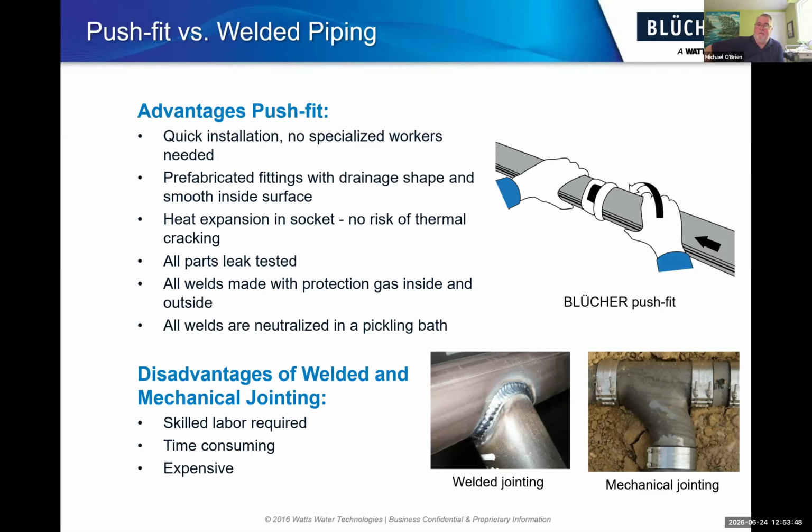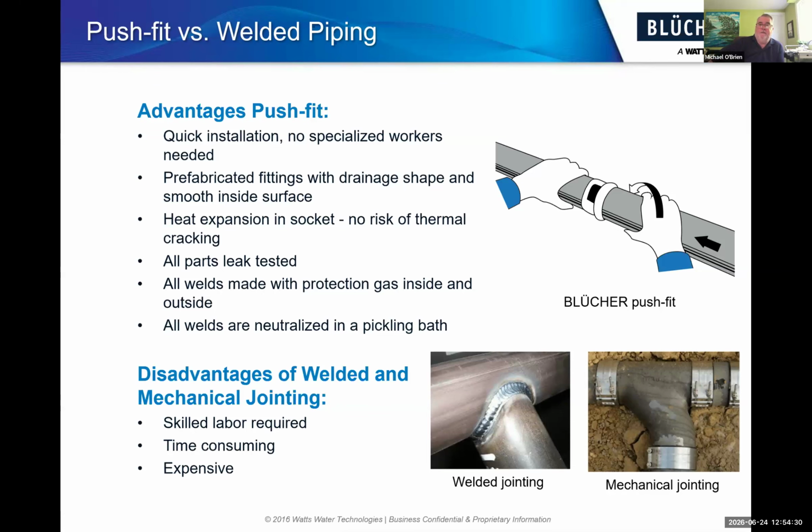So all the welds and the Ys and P traps and all that, everything gets tested. All the welds are made with protection gas inside and outside when we weld them at the factory. When you're welding stainless steel on site, to do it properly, you should have protection gas inside and outside to prevent this kind of discoloration and some deposits of iron oxide coming from the welding stick or the welding device.